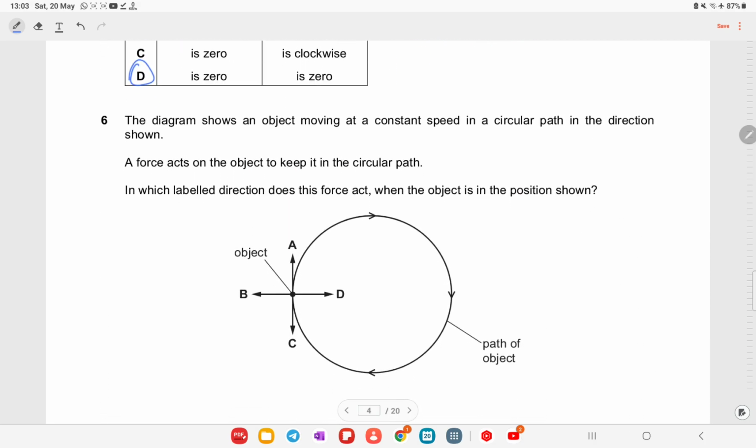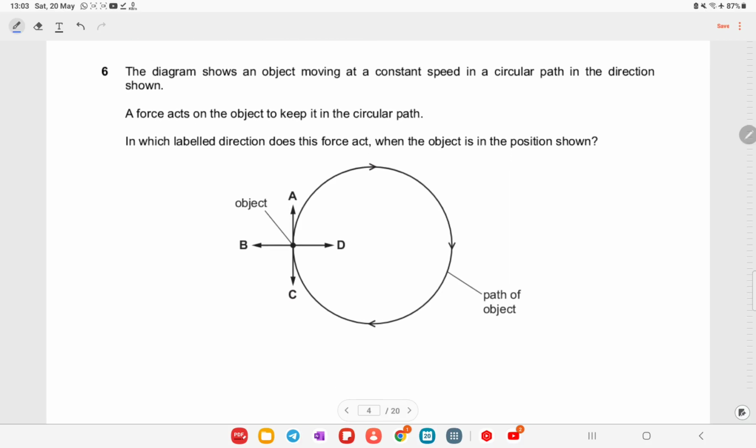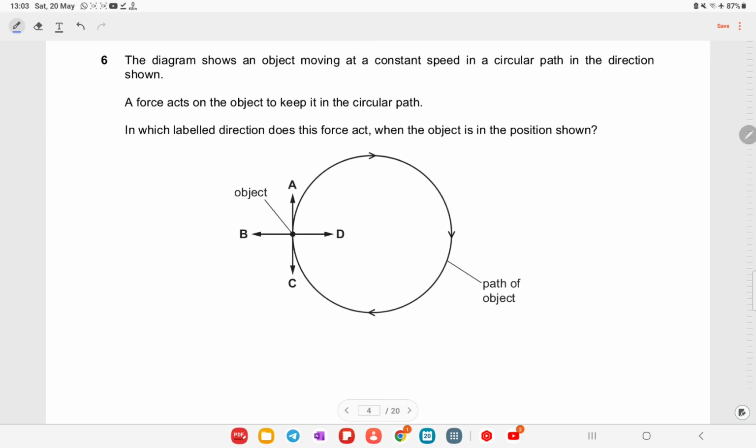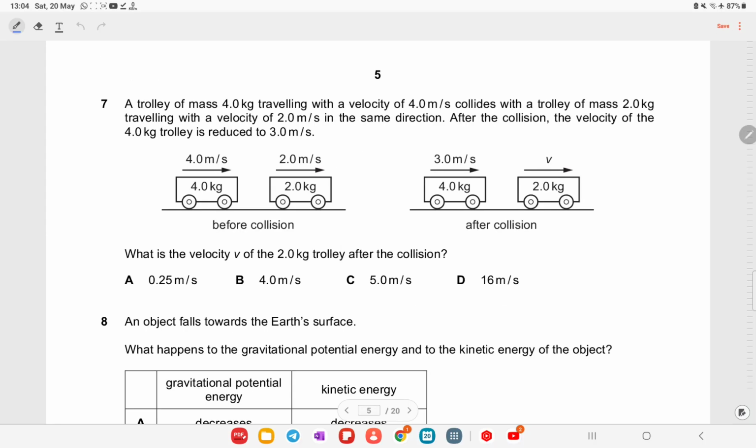The diagram shows an object moving at a constant speed in a circular path in the direction shown. A force acts on the object to keep it in a circular path. So again, whenever an object is moving in a circular path, the direction of the resultant force will be toward the center.